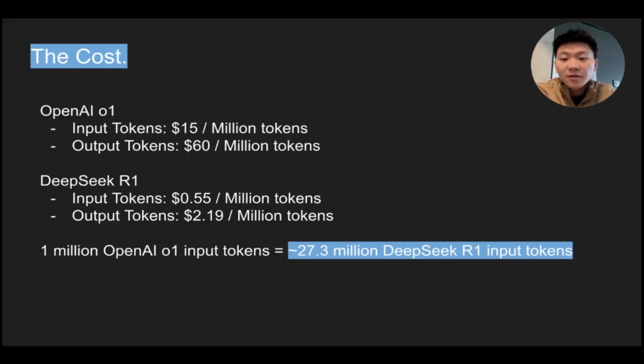Here's another quick breakdown of the costs. We've got OpenAI input and output tokens, $15 or $60 per million tokens. And then DeepSeek input and output, 55 cents or $2.19 for a million tokens. So what that means is you can either use a million OpenAI input tokens, or you could use 27.3 million DeepSeek R1 tokens. So, do the math there.